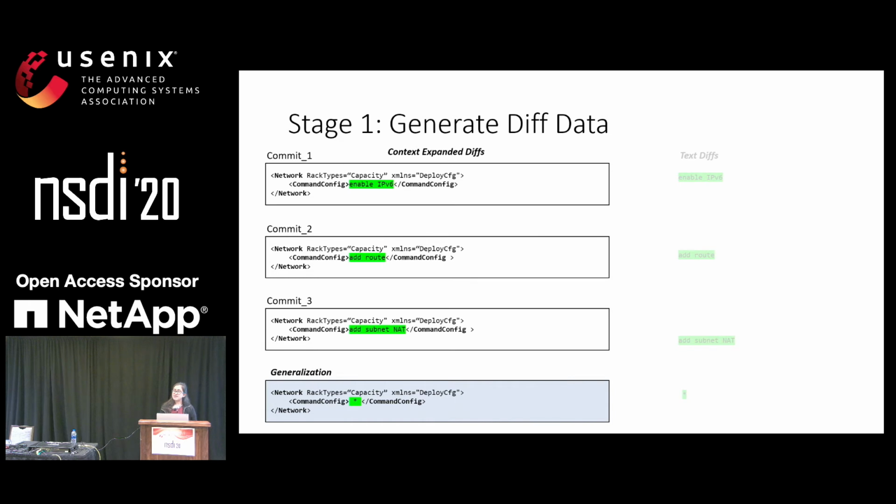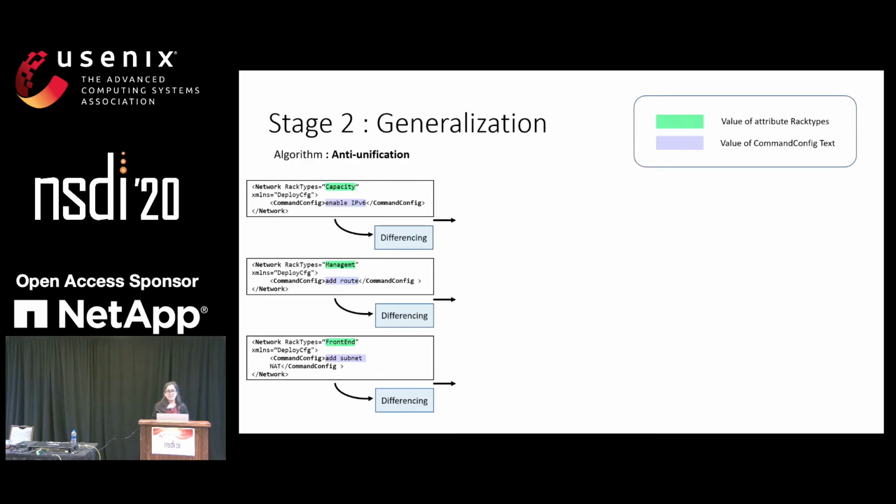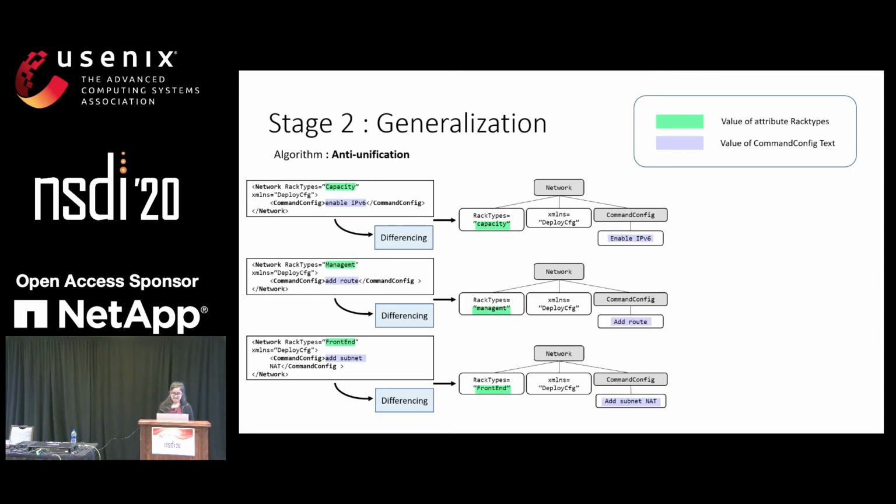So once we have the context expanded diffs, the second step is we convert these diffs into trees. Again, taking back the previous example, this is how the tree would look for the first commit. Here the root node is network. It has two child nodes of type attribute and a third child node of type command config. I've highlighted the difference in attribute values with green and command config values with blue. Similarly, the trees for other commits can be created like this.